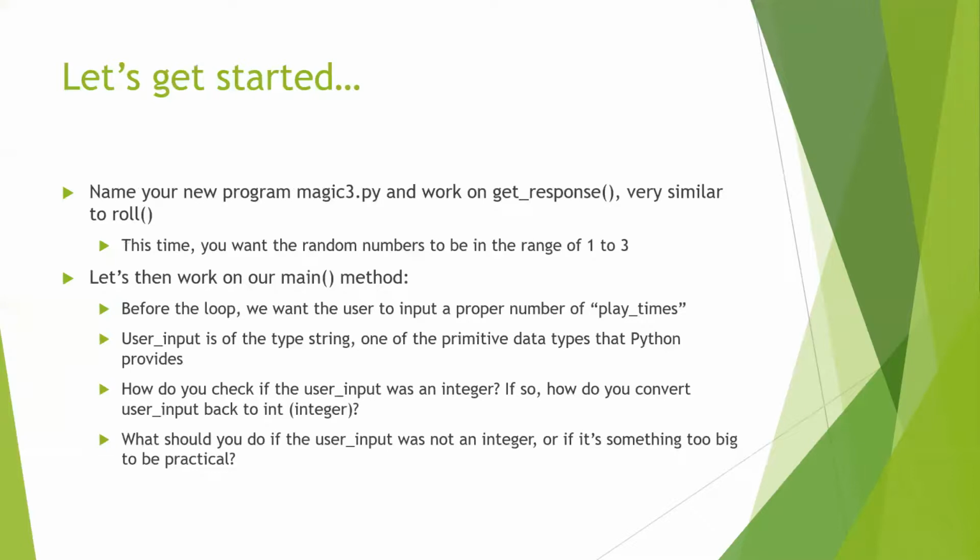We want to process the user input as an integer, so as a number, but Python won't just subtract a number out of a string. That's intuitive. So how can you check that if user input is a proper integer, but is stored right now as a string? And if it is indeed, then how would you convert a string user input back into the integer? And what should you do if the user input is not an integer, or if it's something too big to be practical? You can pause now and think about it, and we will continue.